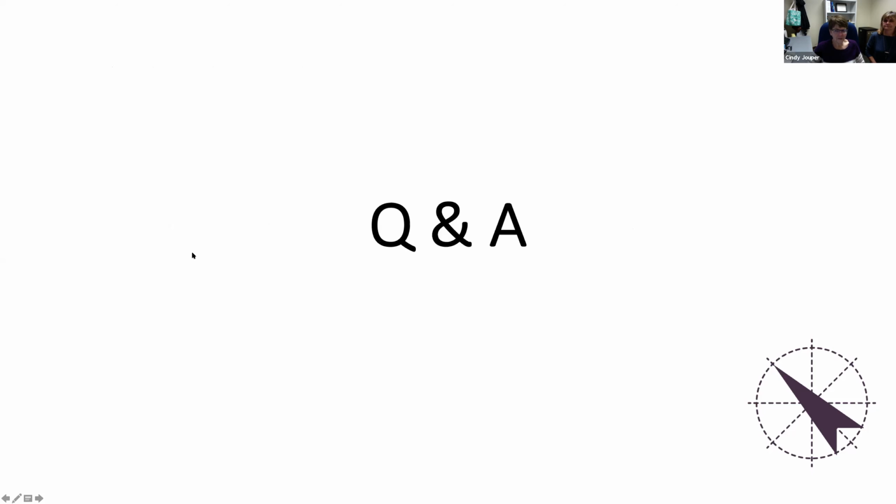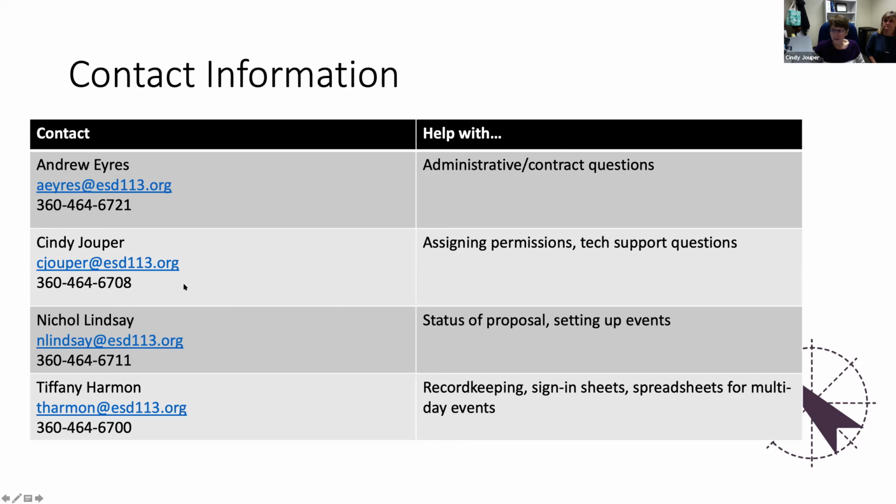And I don't think that we've had any questions come in on chat. So if you do have questions, here are the people that you can contact, and we're happy to answer any questions. I'll go through this list just quickly. Andrew Ayers is the Assistant Superintendent for Teaching and Learning. He can answer administrative questions and contract questions. I'm Cindy Joper, and I handle assigning permissions, tech support questions, and then I back up Tiffany and Nicole with other questions about the system.